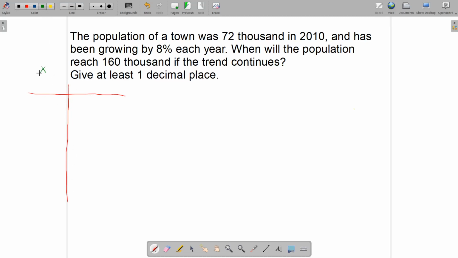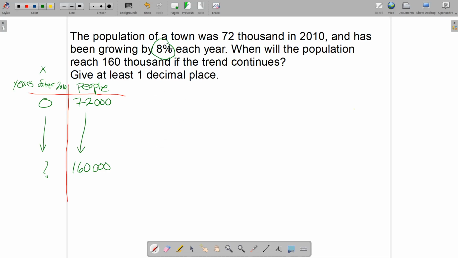So I think I might choose X to be years after 2010 to make things easier. And then we have the people. So we know that 0 is 2010. The population is 72,000. And then we want to look into the future and figure out when the population is going to be 160,000. We know it's growing by 8%.